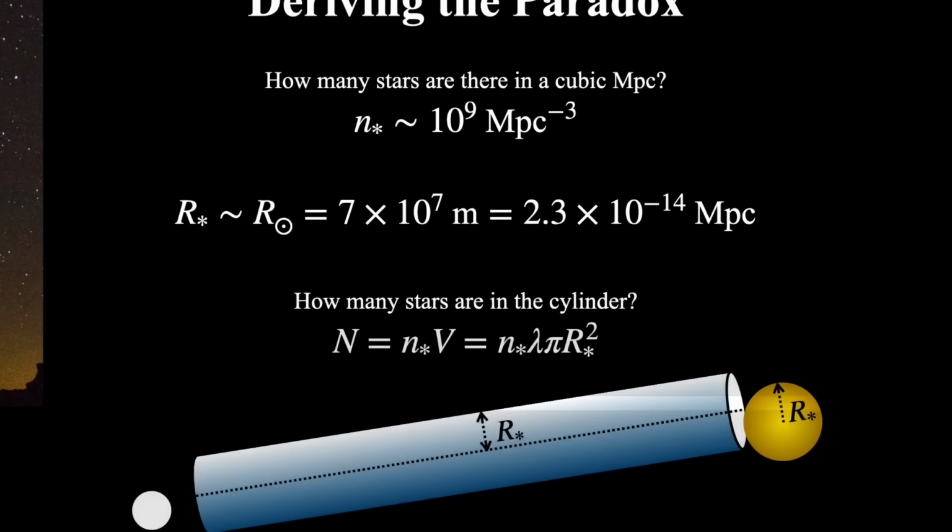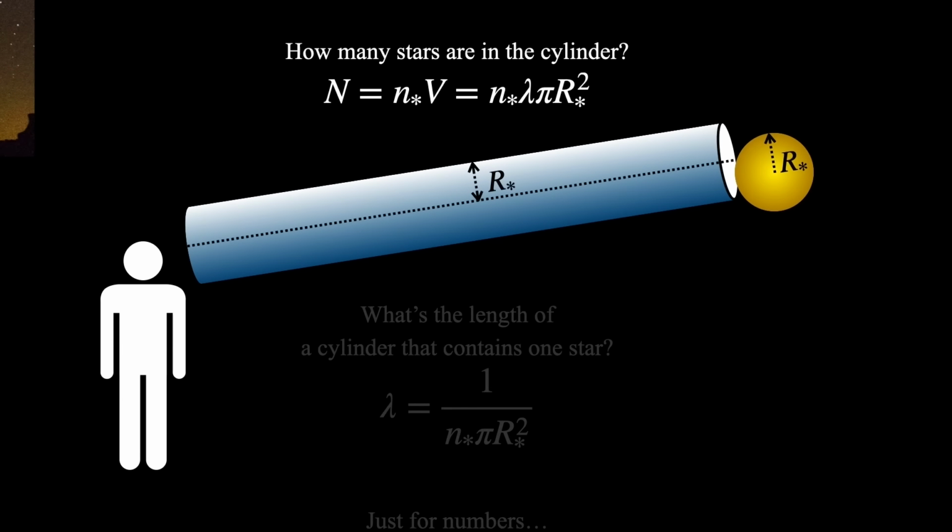All right, so now let's look out into space and make a cylinder. If we make a cylinder with radius r star, and we make that very, very long cylinder, how many stars will be in there? That is given by the number capital N, which is the volume of the cylinder V times the number density of stars, n sub star. And the volume of a cylinder is lambda pi r squared, where lambda is the length of the cylinder and pi r sub star squared is the area of one of the circular ends of the cylinder. That gives us the total number of stars in that volume.